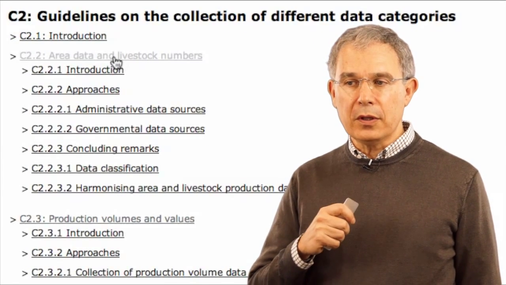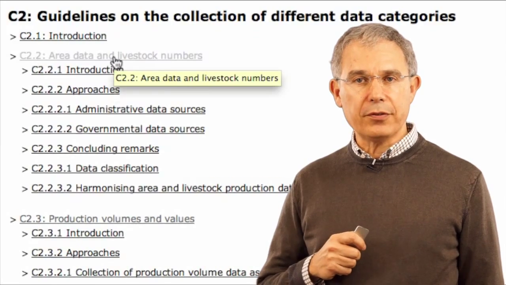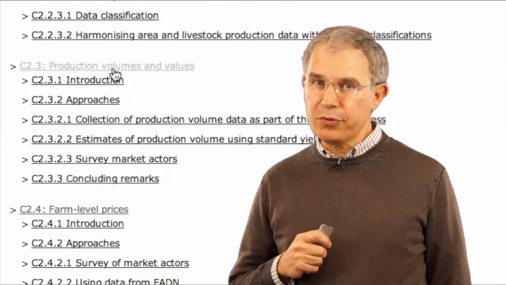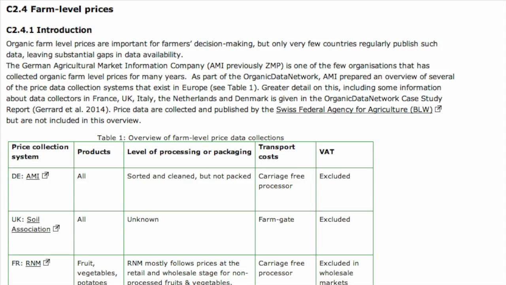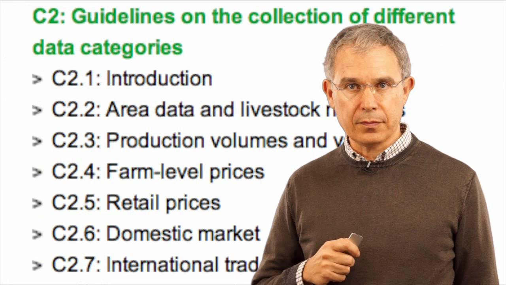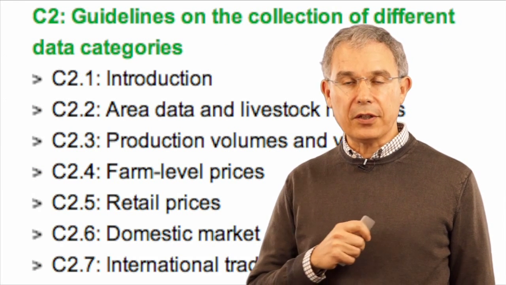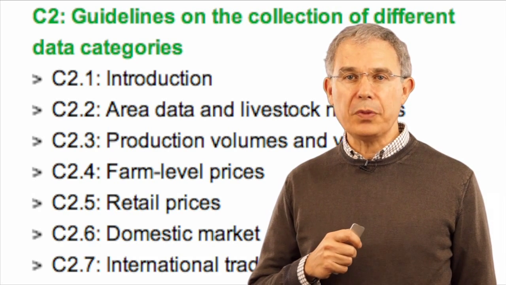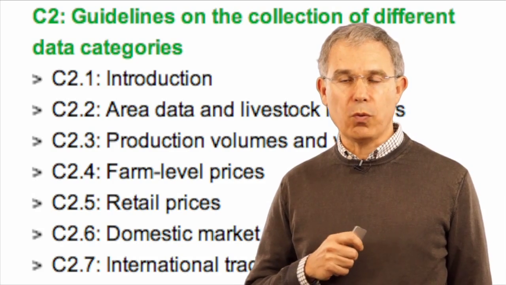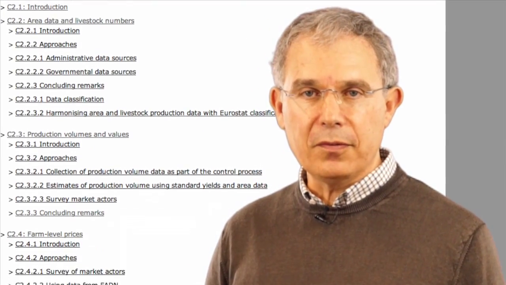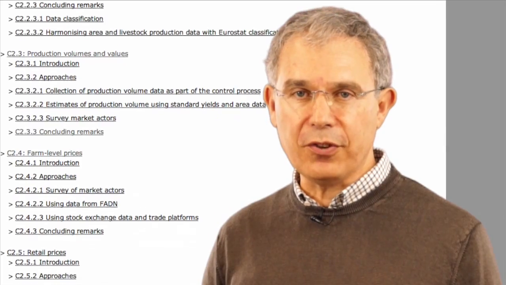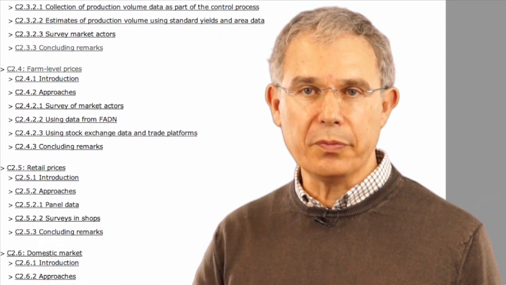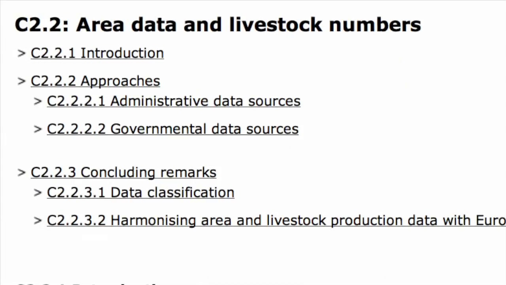We talk about area data and livestock numbers. We talk about production volumes and values. We talk about farm level and retail price. We talk about domestic market and international trade data. For each of these data types, we provide practical guidelines on how data should be collected to achieve the best quality. In the guidelines, the different advantages and disadvantages of collecting data through the different means are thoroughly discussed.